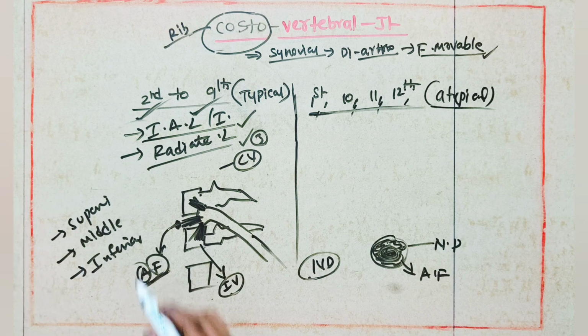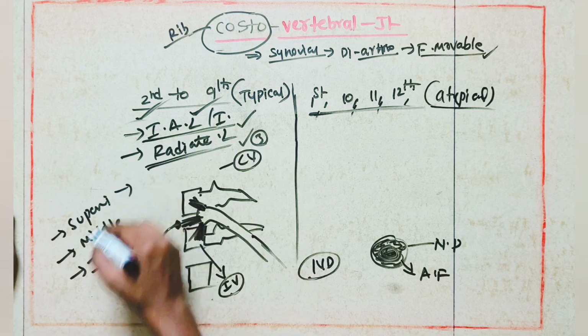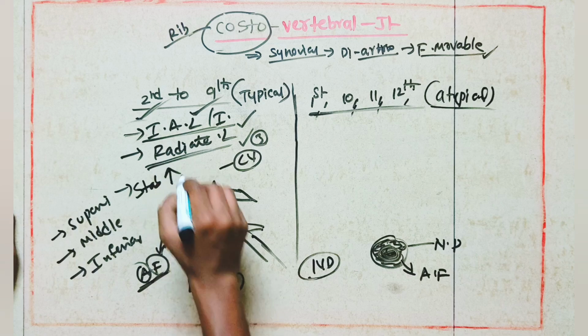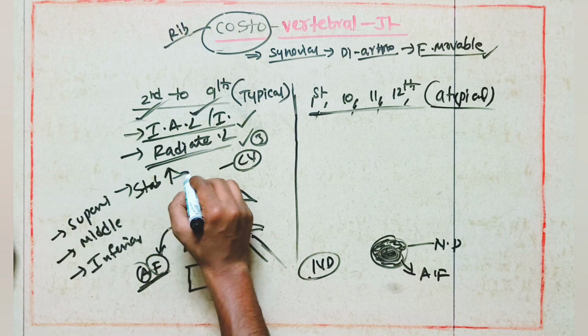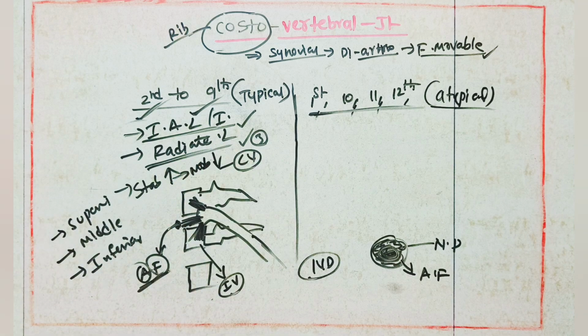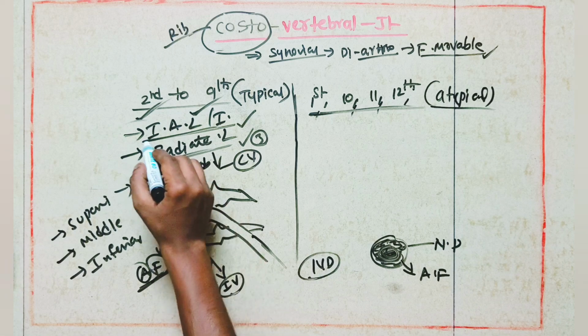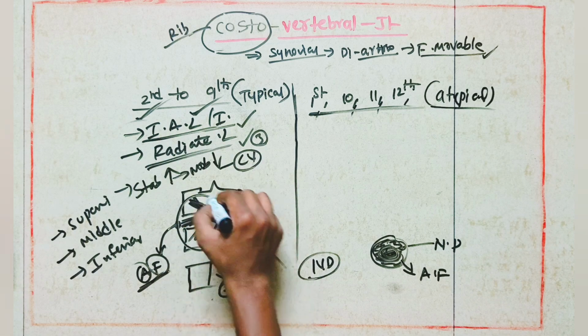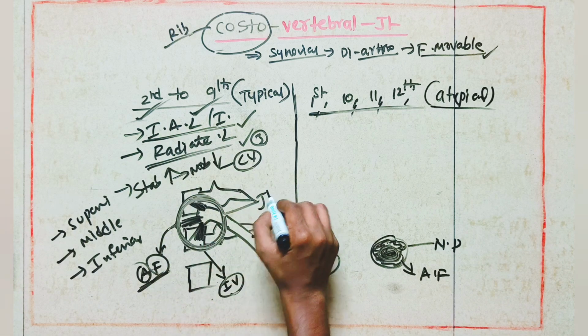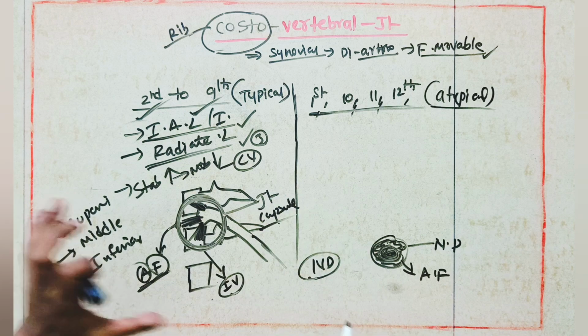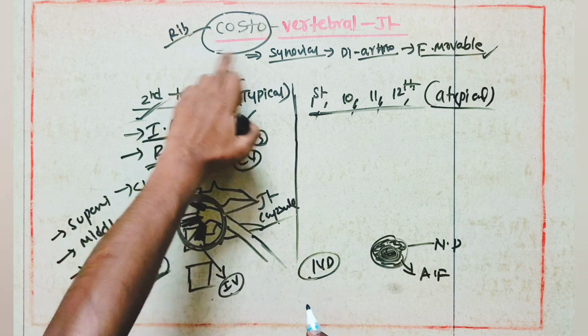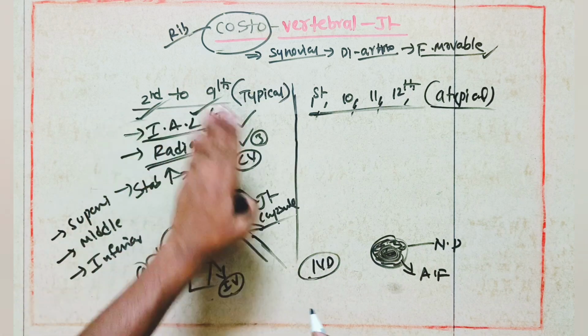Because of the presence of the interosseous ligament and radiate ligament, the joint stability is more. Because of more stability, mobility is less. And one more point: the two ligaments, the intra-articular ligament and radiate ligament, are inside the joint capsule. One joint capsule will surround the entire costovertebral joint. So all this we are seeing in the 2nd to 9th ribs.